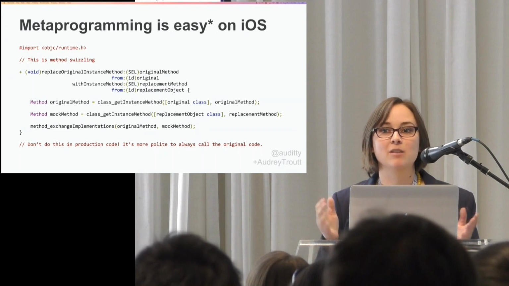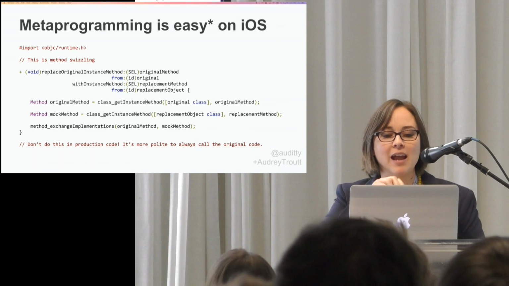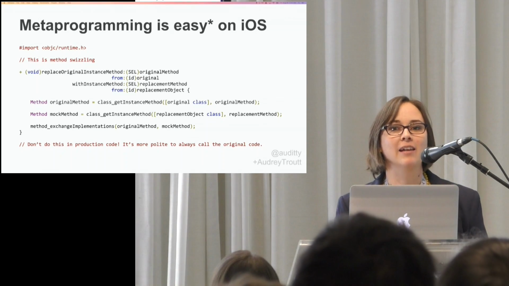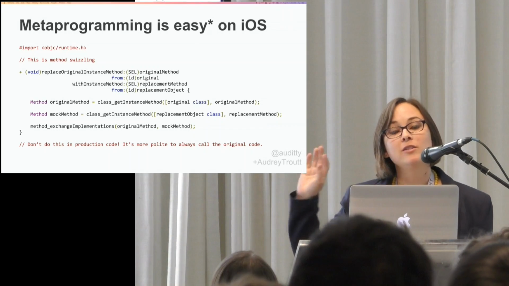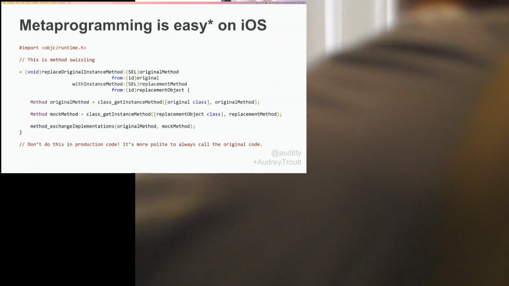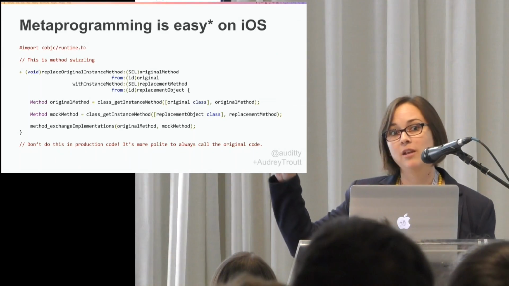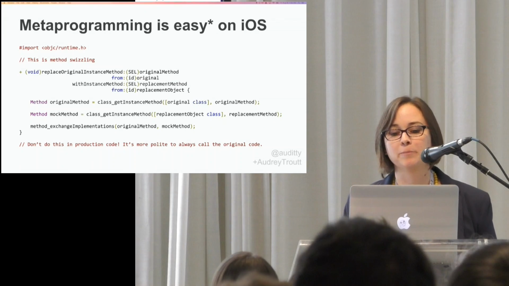So the original class, like maybe your view controller, has a viewWillAppear method. You can actually entirely redefine what that method does. You can do this at runtime, and as all of the view controllers that are loaded into that app are executed, they won't execute the original code, they'll execute your new injected code.